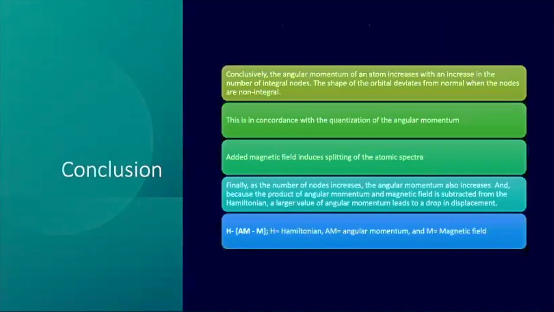So conclusively, the angular momentum of an atom increases with an increase in the number of integral nodes. The shape of the orbital deviates from normal when the nodes are non-integral. This is in concordance with the quantization of angular momentum. Added magnetic field induces splitting of the atomic spectra. As the number of nodes increases, the angular momentum also increases. And because the product of the angular momentum and the magnetic field is subtracted from the Hamiltonian, a larger value of angular momentum leads to a drop in displacement.